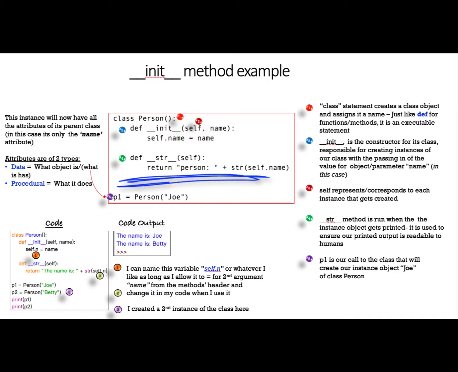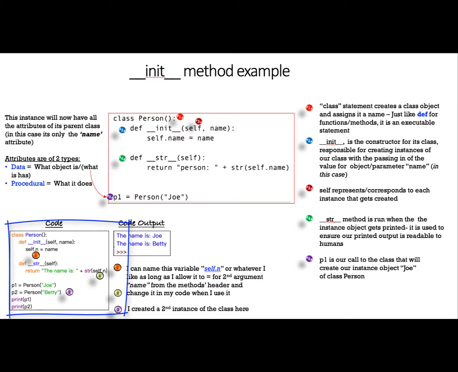Here we have self, which represents or corresponds to each instance that gets created. Now we have a second method, the string method. This is run when the instance object gets printed. It's used to ensure that our printed output is readable to humans. P1 is our call to the class that will create our instance object Joe of class person. This instance will now have all the attributes of its parent's class. In this case, it's only the name attribute. Attributes are of two types: data, what the object is or what it has, and procedural, what it does.